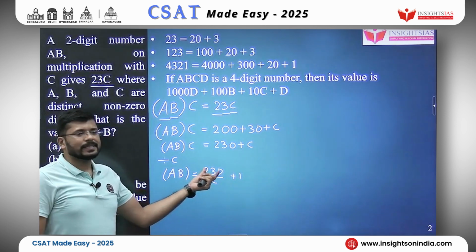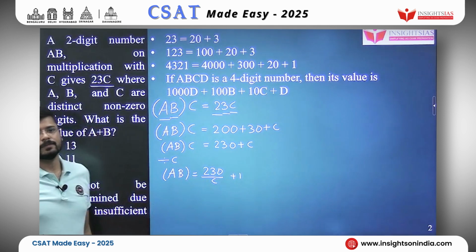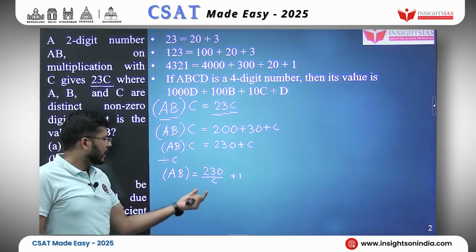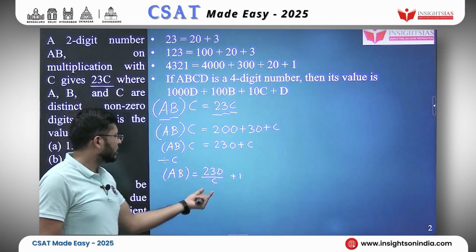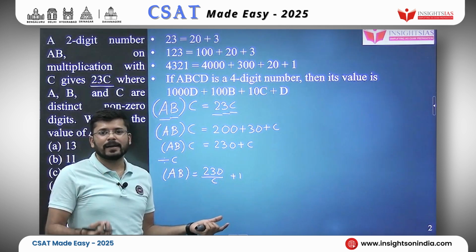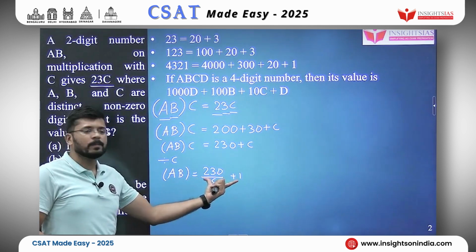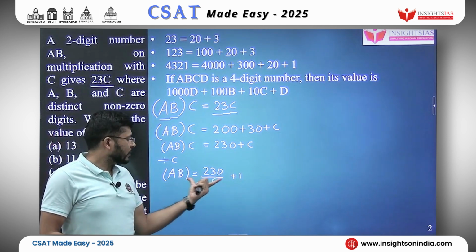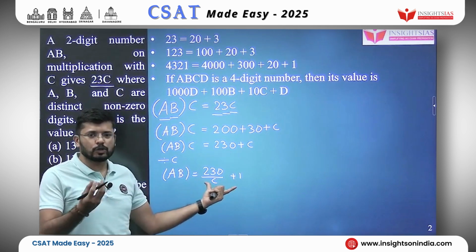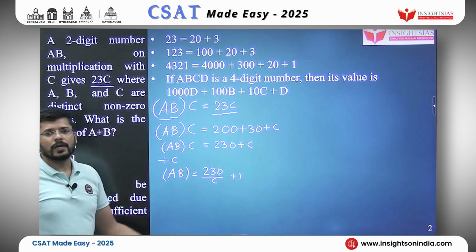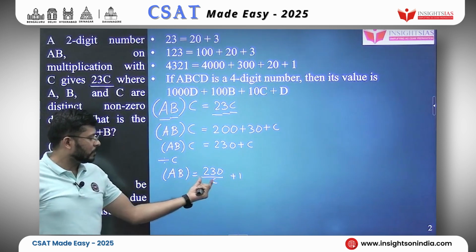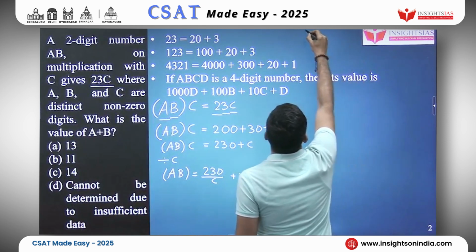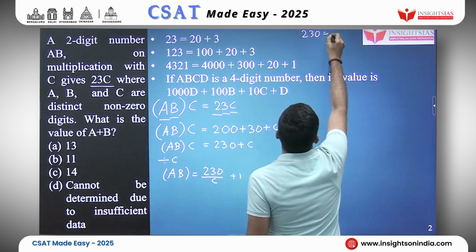Now, let's try to divide 230 by C. What are the possible values that C can take? C can take such a value that it divides 230 without any remainder, right? Because if any remainder remains, then this would be a decimal value. But we know that AB is a whole number. So if this whole RHS is supposed to be a whole number, then C should divide 230 without any remainder. That is, C should be a factor of 230. Let's express 230 in the form of its factors.